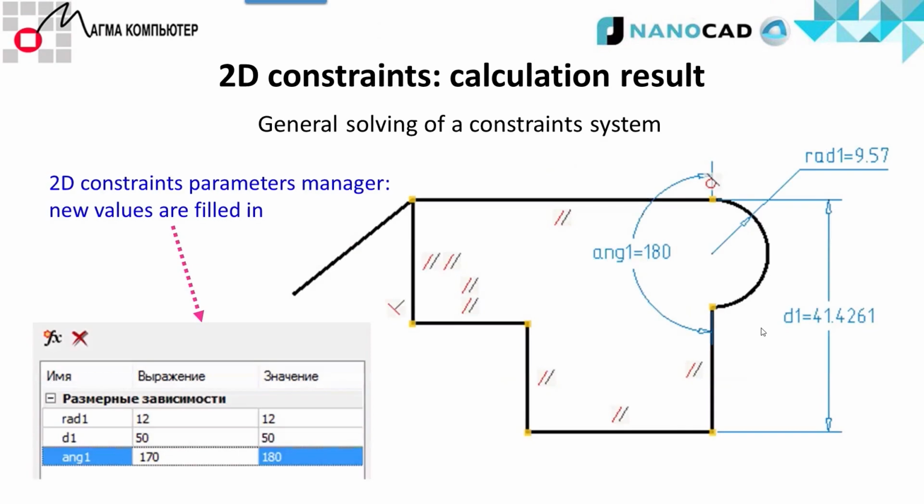Finally, let's look at the general type of constraint solving. Its purpose is to bring a constraint system to a state when all constraints are satisfied. Such a way is suitable, for instance, for the case when parametric constraint values are changed. In our sample, a user has entered new values for all three parameters of the sketch: values for radius, distance, and an angle.